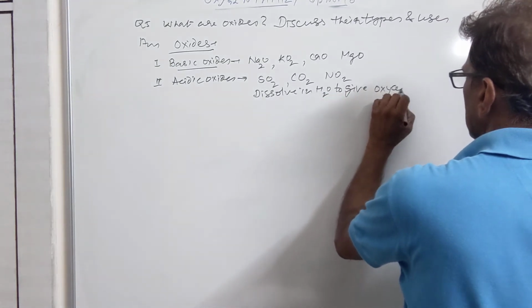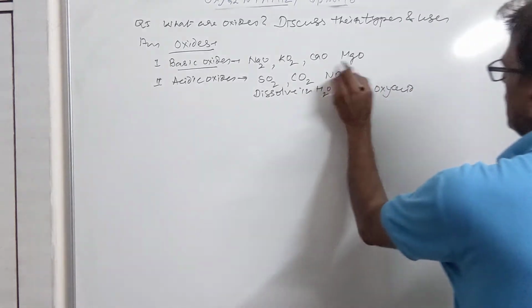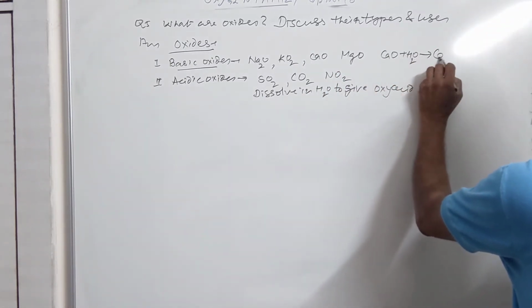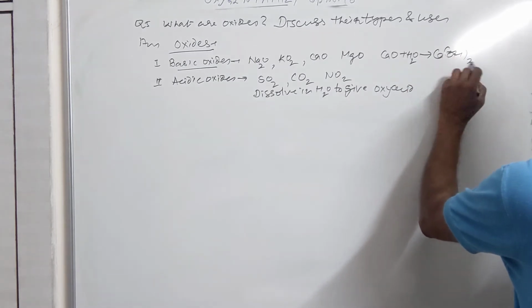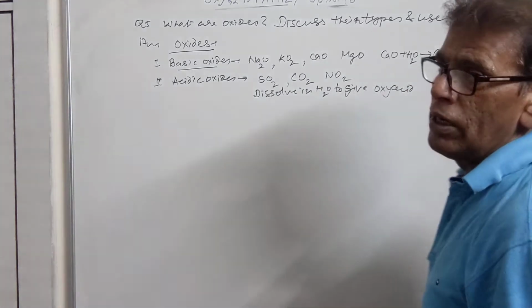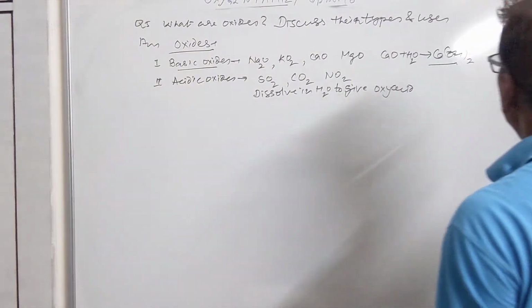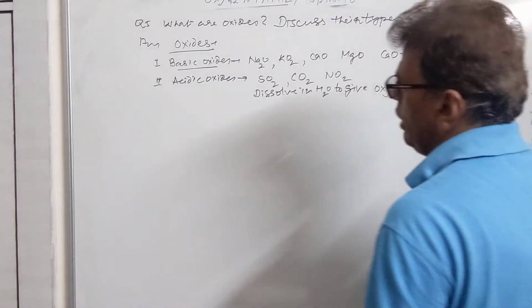ऑक्सी एसिड देते हैं, ये बेसिस प्रोड्यूस करते हैं, जैसे कि CaO है, अगर आप इसको पानी में डिजोल्व करते हैं, तो you will get calcium hydroxide. This is also called as lime water, which is used in the medicines also. बेसिक मेडिसिन्स में यूज़ किया जाता है.